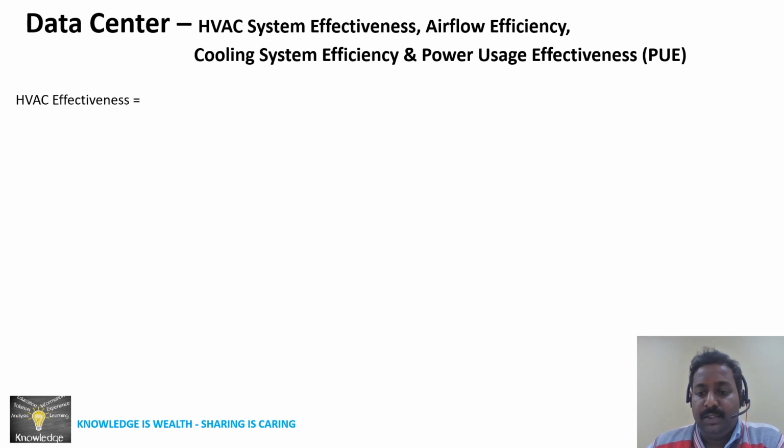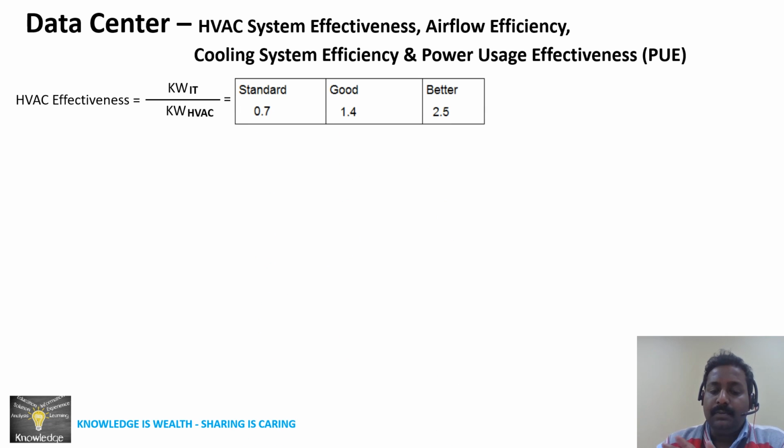First is HVAC effectiveness. This is IT kilowatt divided by HVAC kilowatt. The total IT load, the UPS load feeding the lab and data center, is the IT load. And the pure HVAC load, which is connected to mitigate the heat load of those servers, is the HVAC load in kilowatt. IT load in kilowatt divided by kilowatt consumed by the HVAC system gives HVAC effectiveness. The standard parameter for HVAC effectiveness is 0.7. It's a standard.